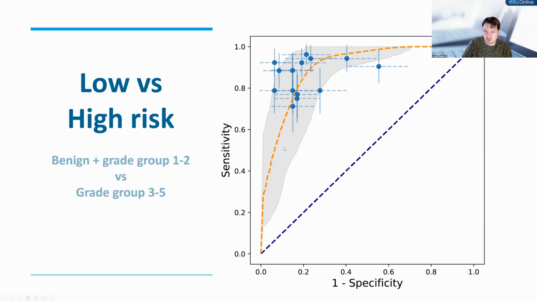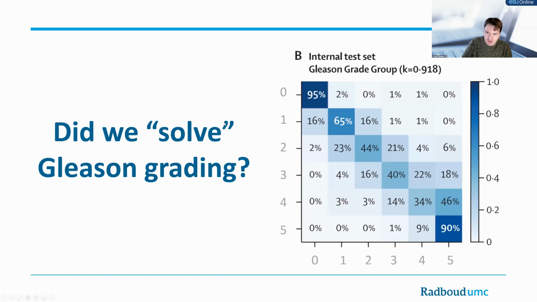So we could improve that a bit, but overall, we were pretty happy with this because we're still outperforming all the inexperienced pathologists. So did we solve it? Well, not exactly. You can see there's still a lot of discrepancy, at least in the intermediate grades. I think for grade group 5 and the benign cases, we're doing a pretty good job.